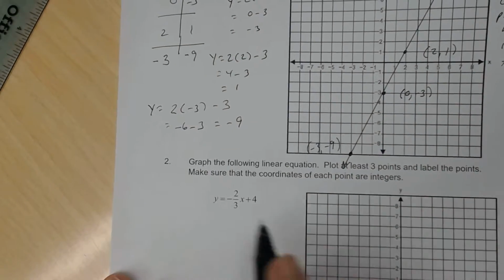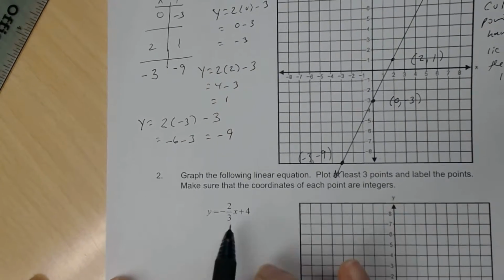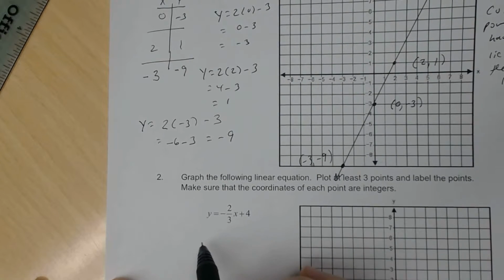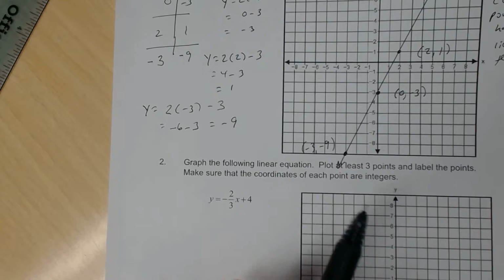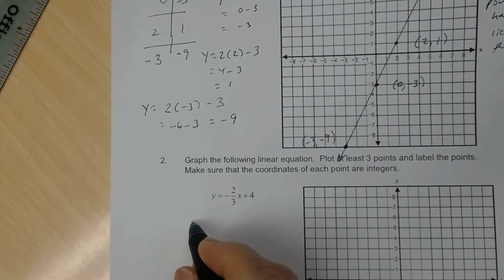Number 2. Now, the way you want to do number 2, using a t-table. Unless you're told otherwise, you can do this using slope and y-intercept as well. But let's use a t-table.